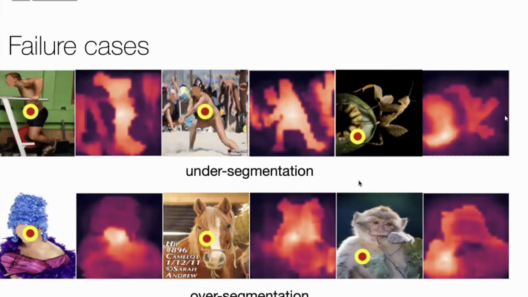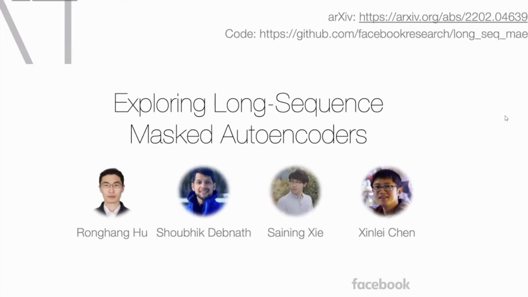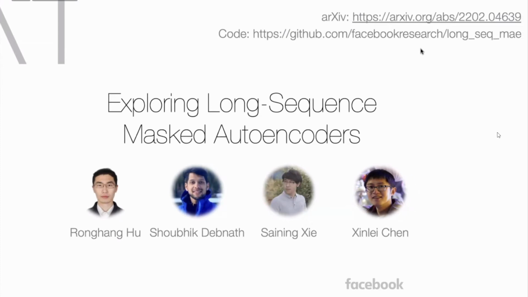So the second work I'm going to cover is our very recent exploration of long sequence masked autoencoders. This is joint work with all four teams at FAIR, led by Ronghang, with Shobik and Siding helping on the project. In fact, we have already released the code, so if you are interested, you can play with it. One improvement in this code is that we have enabled TPU support, so you can run the original MAE code on both TPUs and GPUs.